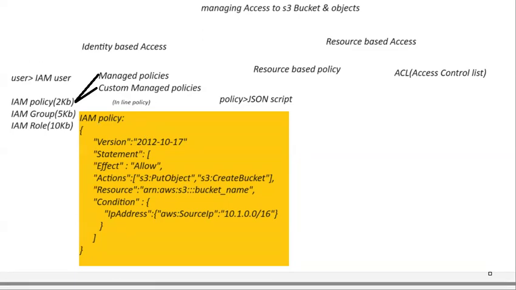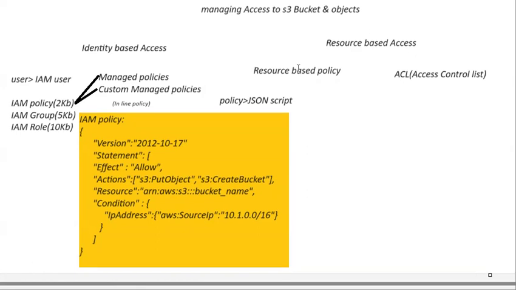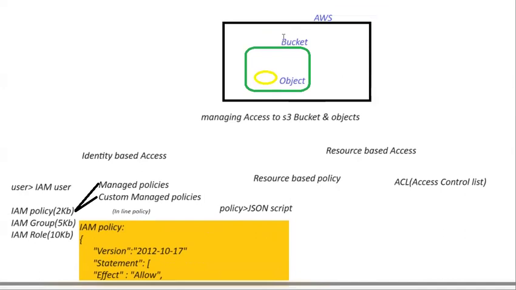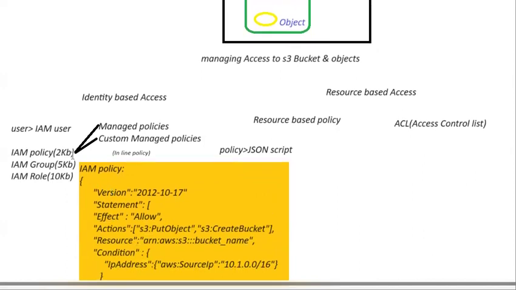So now I think you have a good idea of how we can provide access to this bucket as well as resources by using identity based access for an IAM user, by using IAM policies or groups or roles. You just create this policy, or else you use a managed policy and attach it to a role or group, and then attach those roles or groups to the IAM user, or else you can directly attach this policy to the IAM user.